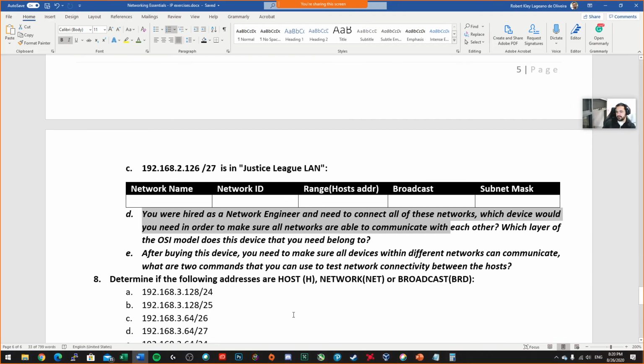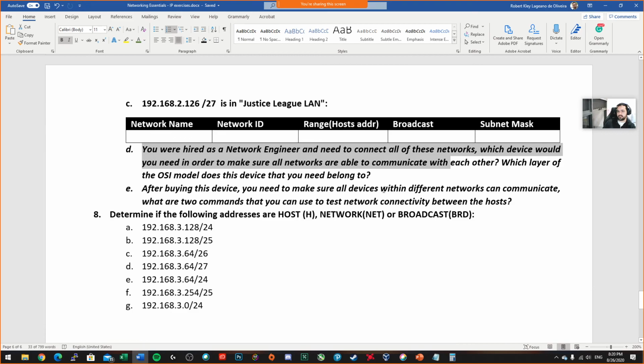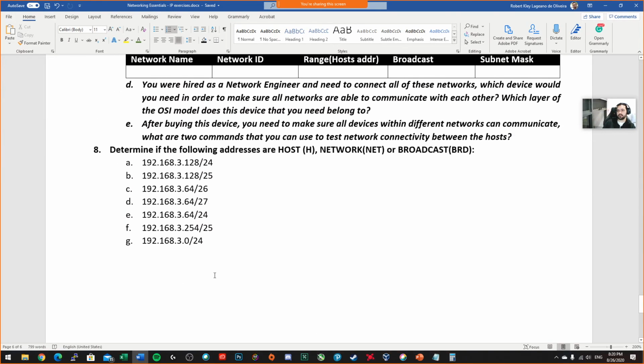After buying this device, you need to make sure all devices within different networks can communicate. What are 2 commands that you can use to test network connectivity between the hosts? Ping and traceroute. Perfect. Now we get to the last one.